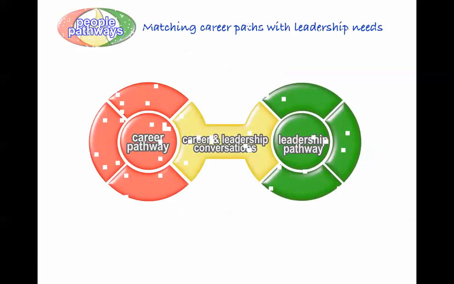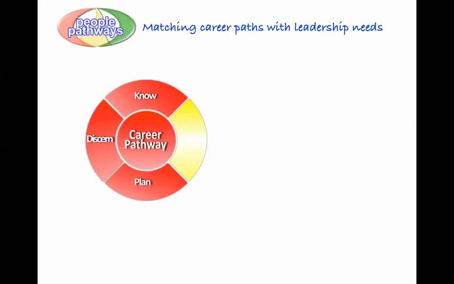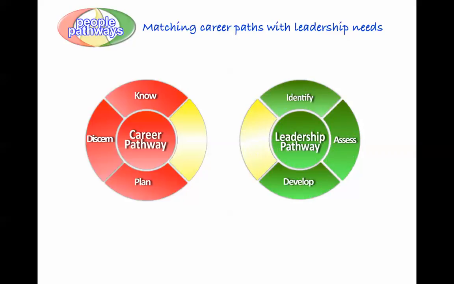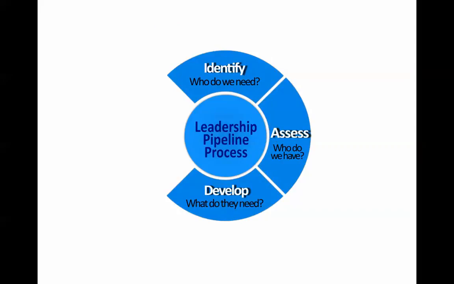The People Pathways Toolkit introduces 2 people pathways. The career pathway assists an individual in charting their career path within the organization. And the leadership pathway helps ensure a steady flow of leaders for the organization by providing tools and resources for the effective implementation of the first 3 steps of the leadership pipeline process: identify, assess, and develop.